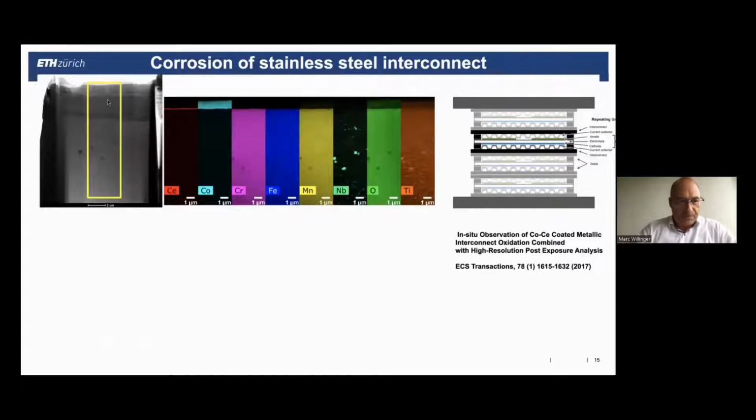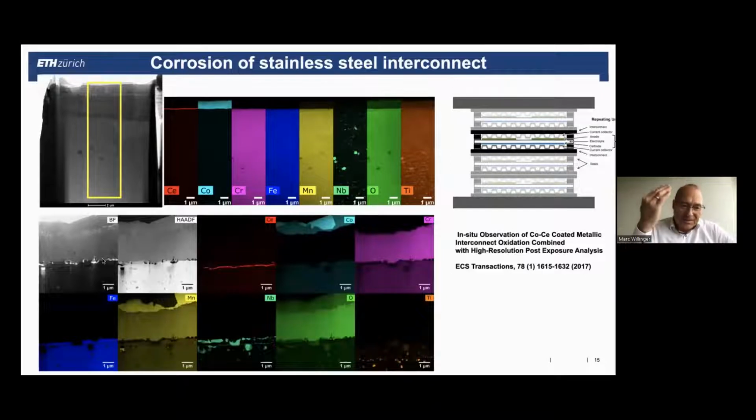So you have here a cross section through this interconnect, and you can see that there is, for example, cerium, cobalt, chromium, iron, manganese, all these elements, and there's also oxygen and titanium and so on. And what I find fascinating is that on the surface there's a diffusion barrier, which is cerium here. You can see that in the map, that is about here. And on top of it, there's cobalt. There's a bit of oxygen. That is before the corrosion.